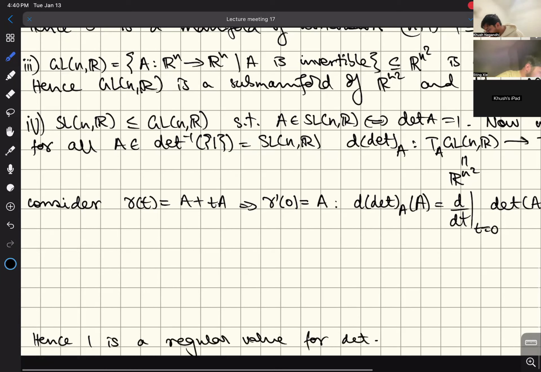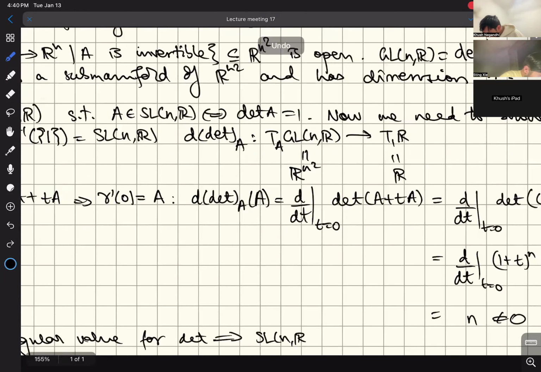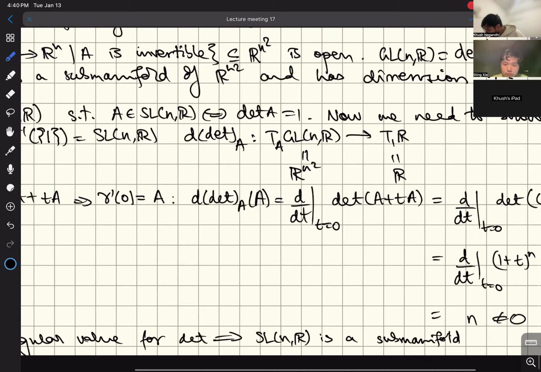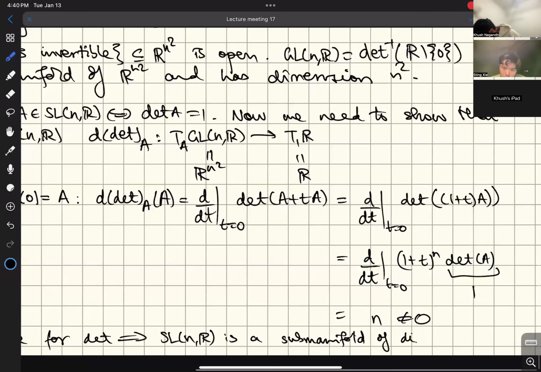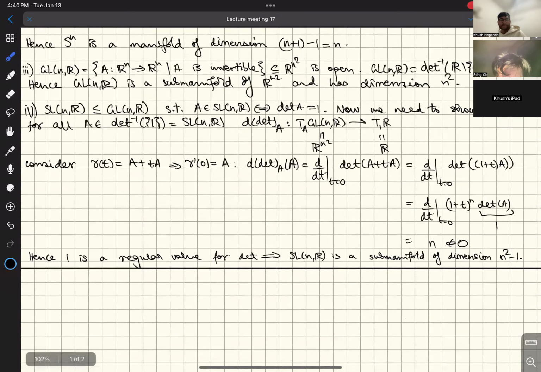Hence 1 is a regular value for the determinant, which tells me that SLnR is a submanifold of dimension n squared minus 1. Are there any questions regarding this? No. Okay.